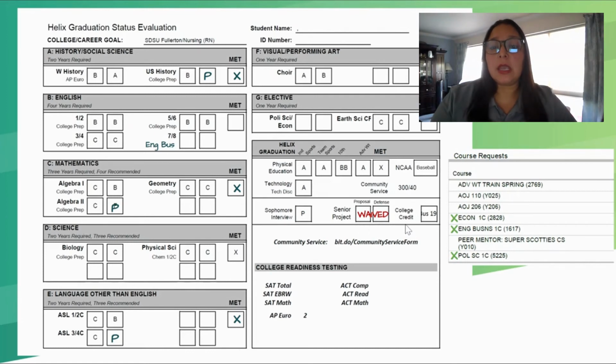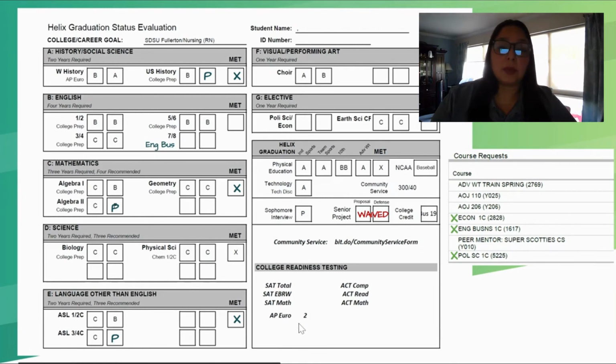This next area is your college credit. And in order to graduate Helix, you must earn some level of college credit. That might be by passing an AP test. If I look down here, I noted earlier that the student took AP Euro, but when they took the AP Euro test, they only earned a 2. So they were not able to check off the college credit requirement.